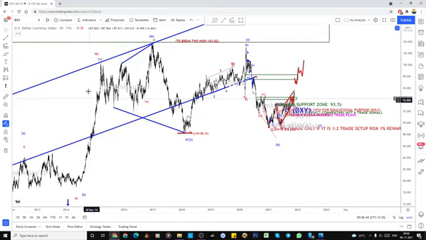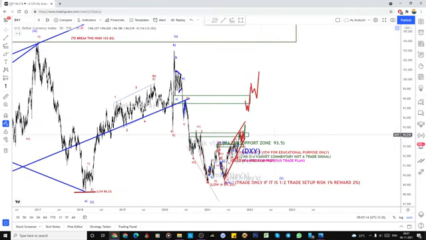Because if we keep this as the end of one correction part, ABC as an expanded triangle here, or it could be the 3-wave structure, and it has not yet broken the high, and not yet broken the low. So that could be a range-bound market within this zone, 103 to 89. Within this it has to travel, otherwise it has to break this 103. So that is my bigger view.